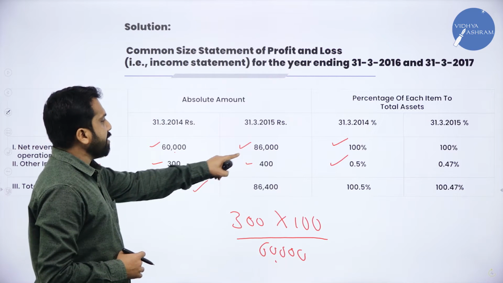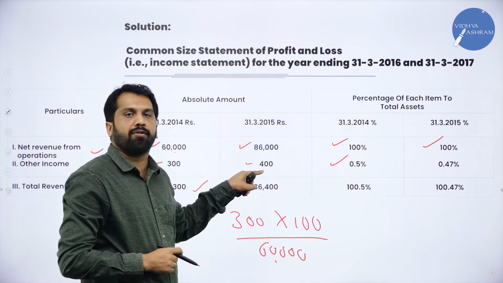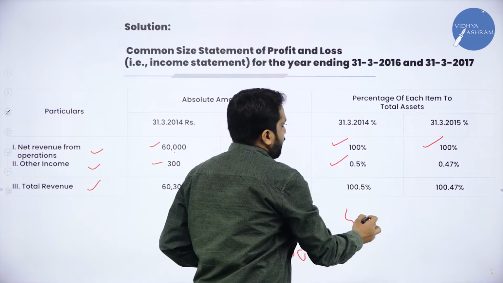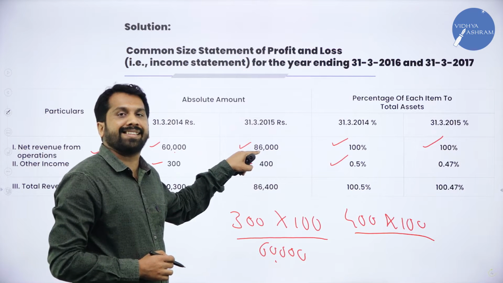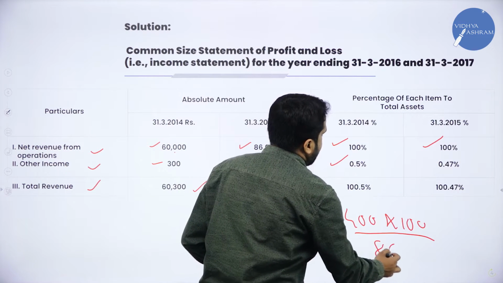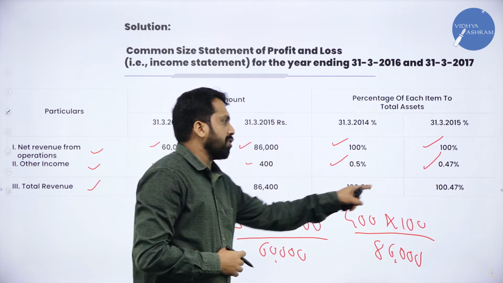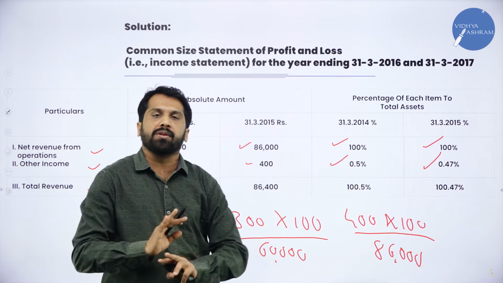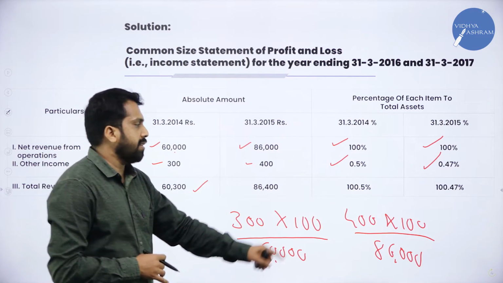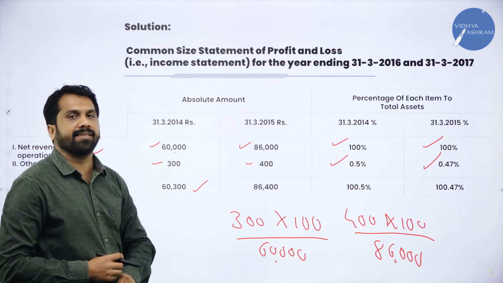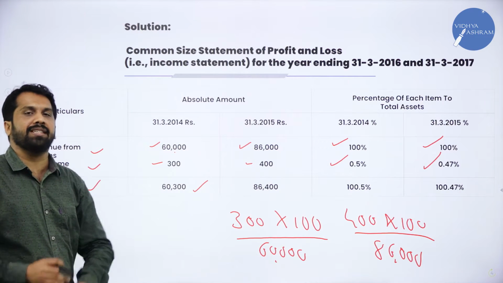Yes. Now we'll come to 2015. For 2015, 86,000 is the base. Now, how to calculate 400? 400 multiplied with 100 divided by 86,000, you will get 0.47. The total must not always be 100. It can be any number. It may be 105, 110 or 95. Whatever it may be, it can be 100 or more than 100. Like this you have to calculate. Your first stage is done.